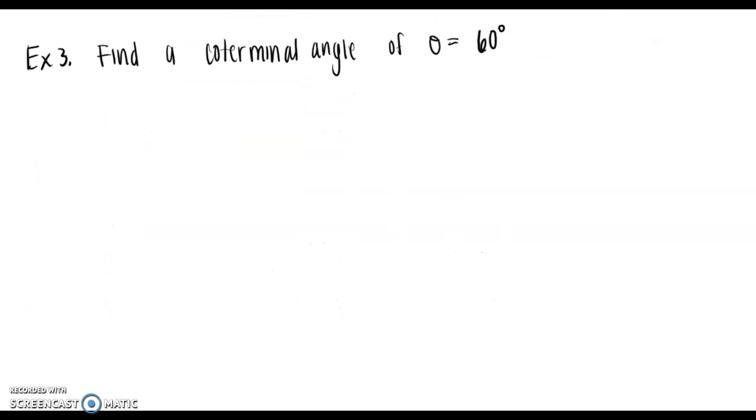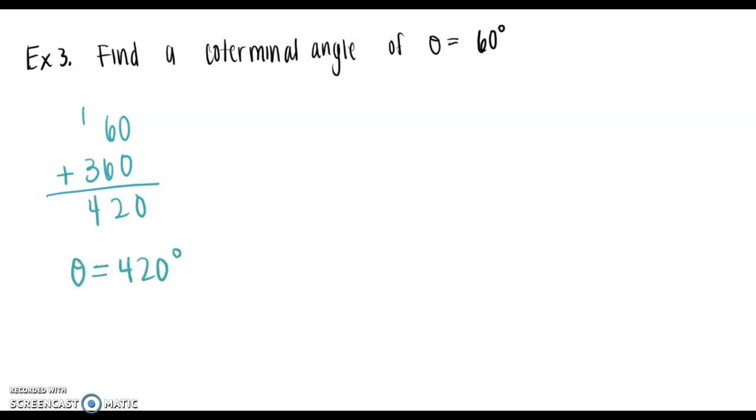So example number 3 is find a coterminal angle of 60 degrees. And what you want to do is you could either add or subtract, doesn't matter, to 60. So 60, let's go ahead and add 360. So another coterminal angle is going to be 420. And you could give me more than one if you want to, but this would be sufficient. And again, you could subtract also.